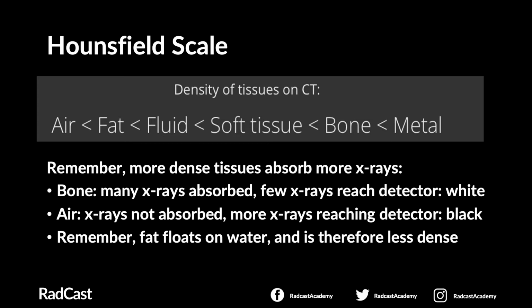And here again, we've got the Hounsfield scale. So just remember that more dense tissues absorb more X-rays. So with bone, it's dense, many X-rays are absorbed, therefore few X-rays pass through the tissues to reach the other side, and so the image appears white. With air, not many X-rays are absorbed, therefore more X-rays reach the detector, and the image appears black.